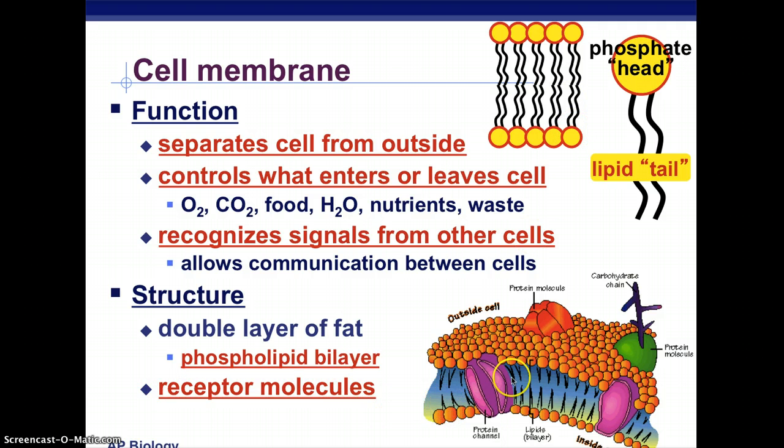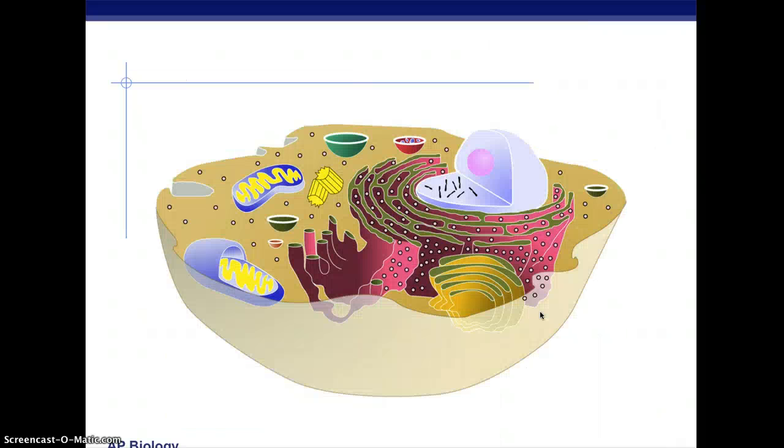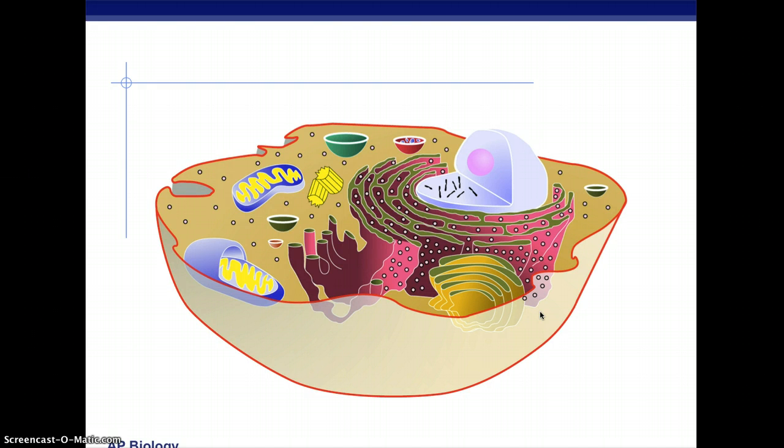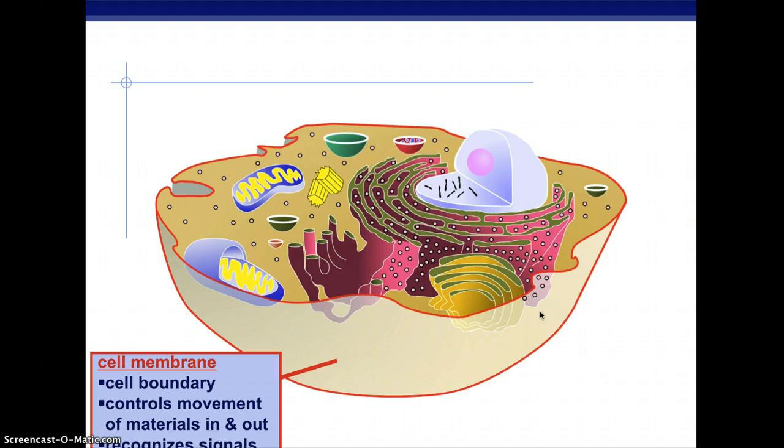So also in our membrane we have receptor molecules which will pick up signals from other cells, so proteins that are given off, or in some cases steroids. So to label this, pull out your diagram. And here, all outlined in red, that is our cell membrane. It's the cell boundary, controls the movement of materials in and out of the cell, and recognizes cell signals.